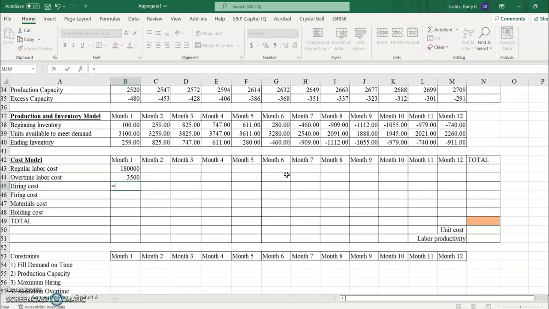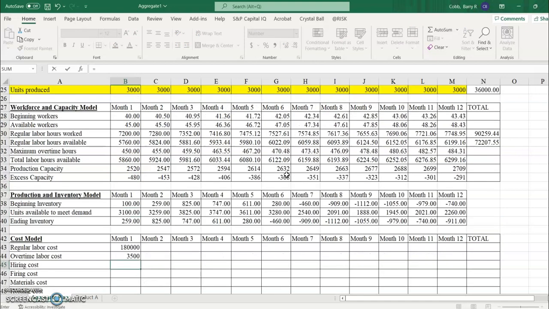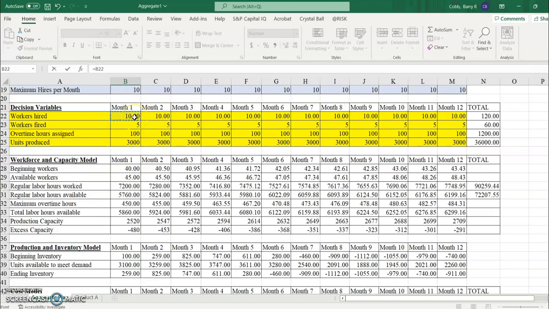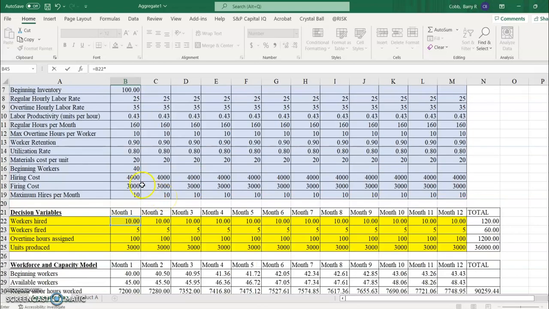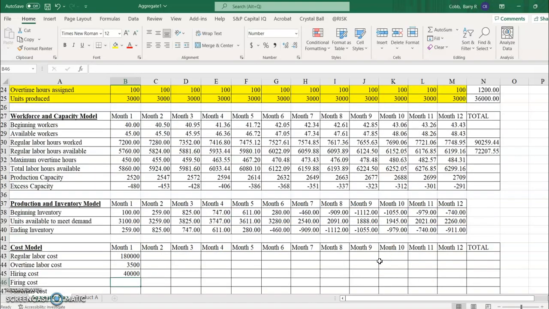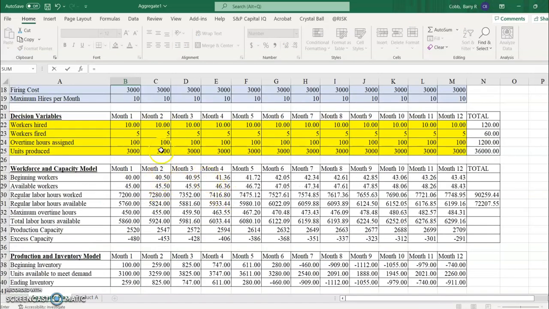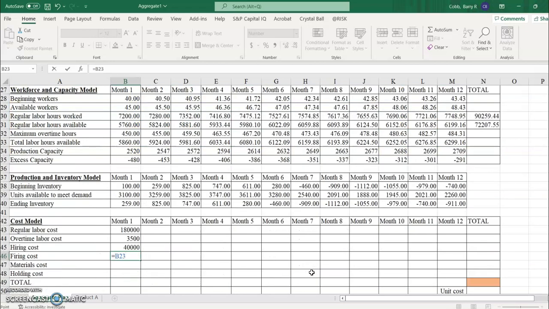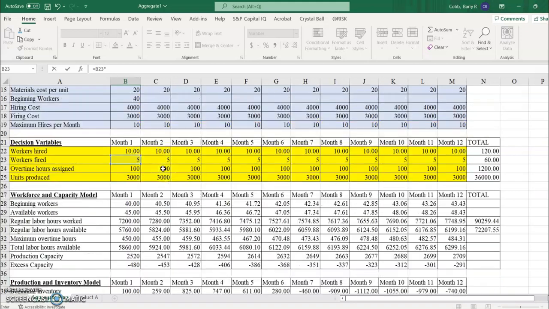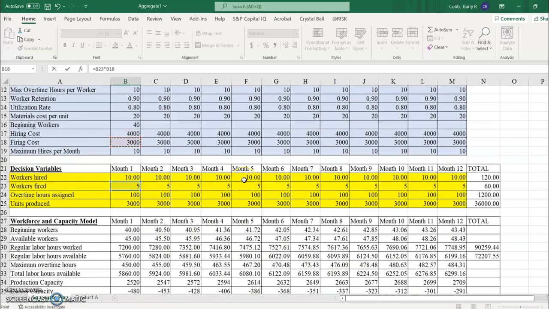The hiring cost is based on the number of workers hired. So that would be the workers hired times the hiring cost per worker, which can capture a lot of the cost of recruiting and training employees. There may be a cost to firing because we have to maybe pay compensation to workers that leave, and there may be a goodwill aspect to this. And so that is the total workers fired times the firing cost per worker.